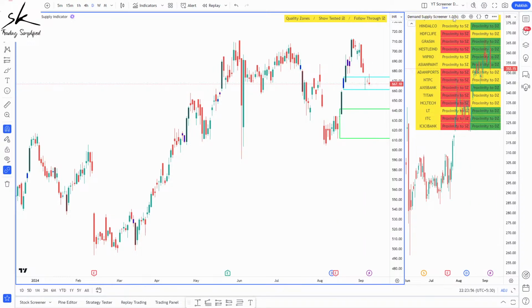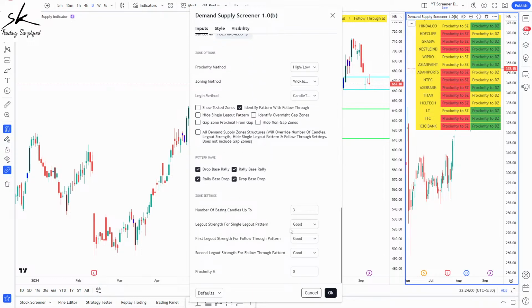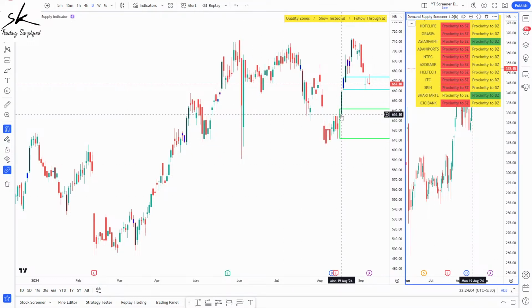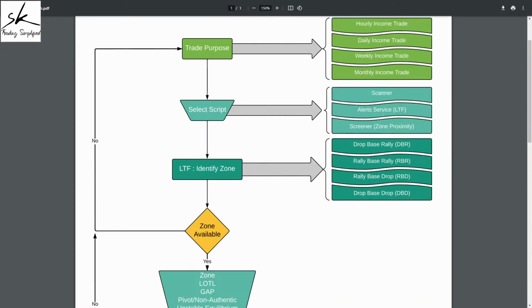So yes, this is how you can tweak it based on your preferences, whether you only want the zones which are fresh and you are closer to it, or whether you want zones where you're probably getting closer to those demand areas, supply areas. Choice is yours. It can be tweaked based on your preferences by using different settings. Alright, so now that we have talked about different ways of shortlisting, whatever you feel is the best fit for you, based on that you can shortlist symbols for you.